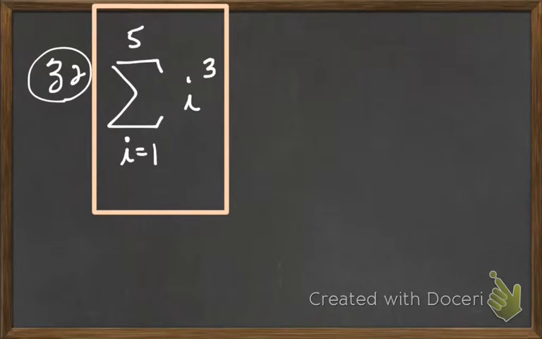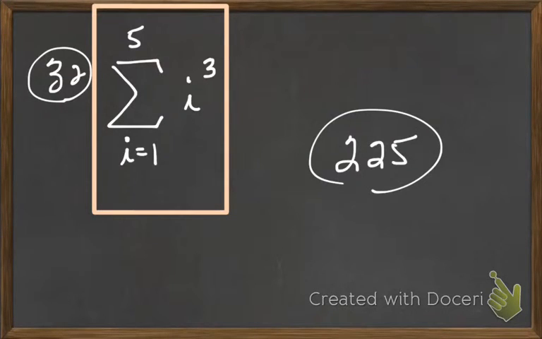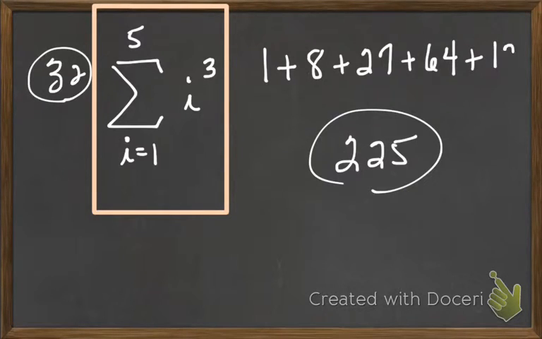All right, you'll have a final answer for this one? How much? It's 225. So 1 to the third is 1, plus 2 to the third is 8, plus 3 to the third is 27, plus 4 to the third is 64, plus 5 to the third is 125, and then you add those up. All right, you know they're going to get more complicated than this. Any questions about 32?